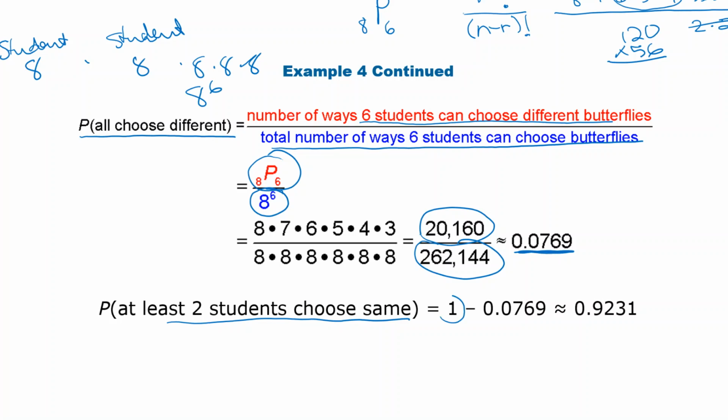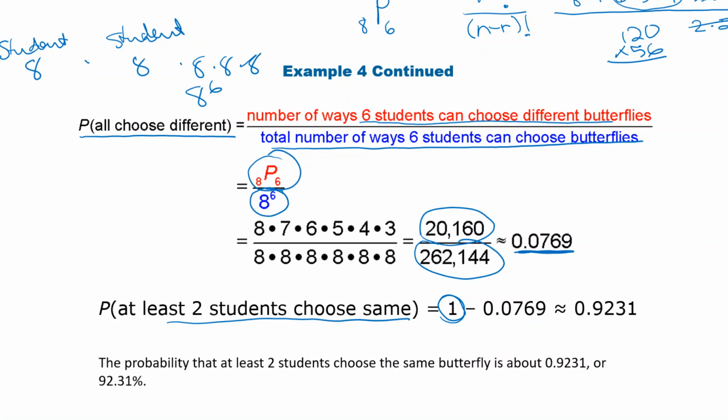So we're going to say 1 minus 0.0769 equals 0.9231. So in the end, our probability that at least 2 students choose the same butterfly is about 0.9231 or 92.31%. Remember, you just have to move your decimal point 2 places over.